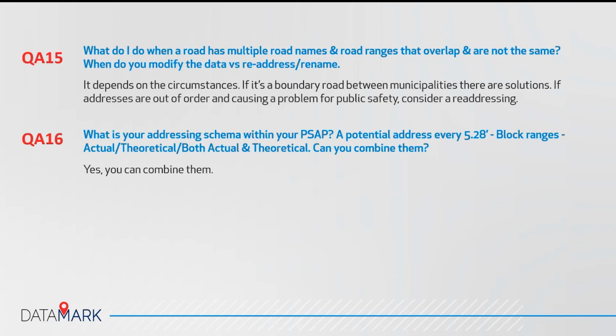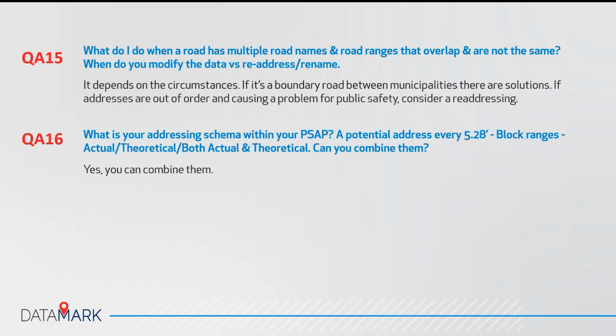What do I do when a road has multiple names and ranges that overlap and are not the same? So I would say it depends on the circumstances. A lot of these were submitted without screenshots, so without additional context graphically, it's hard for me to provide appropriate guidance. But if it's a boundary road between municipalities, there are different solutions. If you have addresses that are out of order and causing a problem for public safety, then you need to consider a readdressing. Again, look at the GIS data stewardship informational document and you will see a lot of information in there about that.